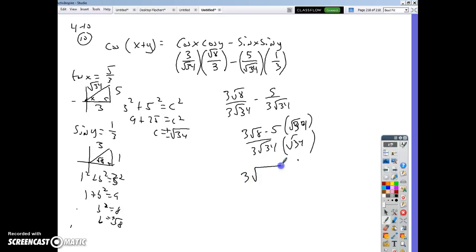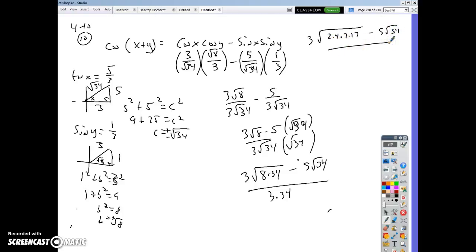So I got 3 root 8 times 34 minus 5 root 34, divided by 3 times 34. I'm going to have to simplify it anyway, so let's leave it as 8 times 34. How do I simplify 8 times root 34? I could times it, but if there are any factors, I got to get those out if there's a pair. Like 4 and 2. So I go 3, 2 times 4 times 2 times 17, minus 5 root 34 all over 102.